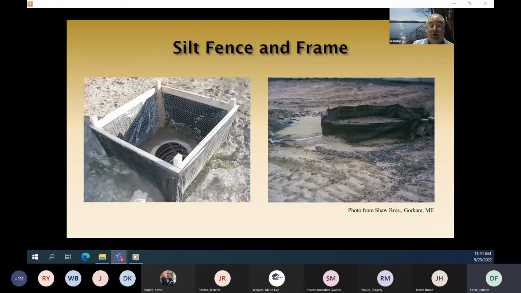If we can get an area where, in these photos, we can see catch basins that are in a sump kind of area, acting almost like a sediment trap, then we can protect that catch basin and allow water to pond around it before it's discharged.